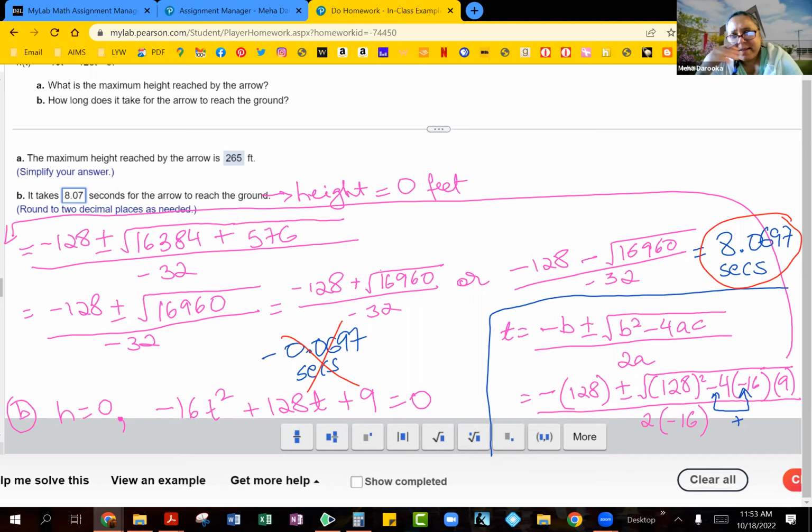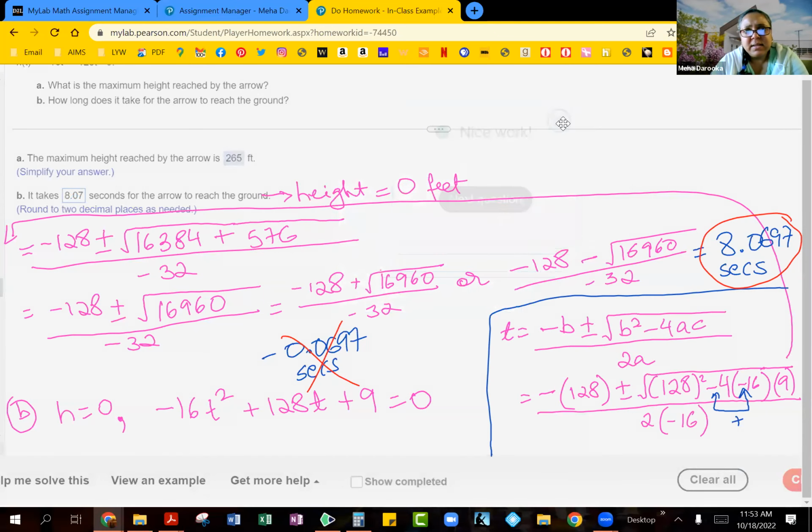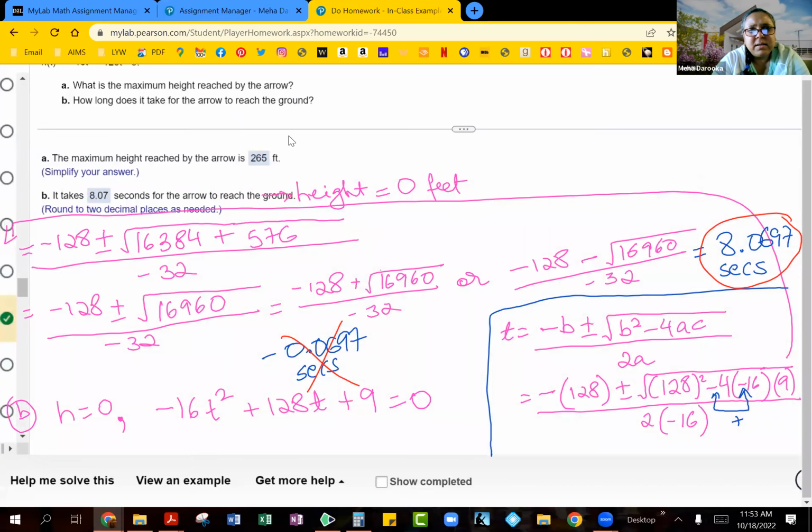Does that make sense, guys? Why we couldn't use the first answer? Because when you're talking about time, obviously time cannot be negative, so that automatically gets discarded. So that only leaves us with the second option where you got the positive 8 point something as your answer there. So let's go ahead and check this. Make sure we did everything correctly. And yeah, that looks good. So that's how you have to break down part 1 and part 2 on this.